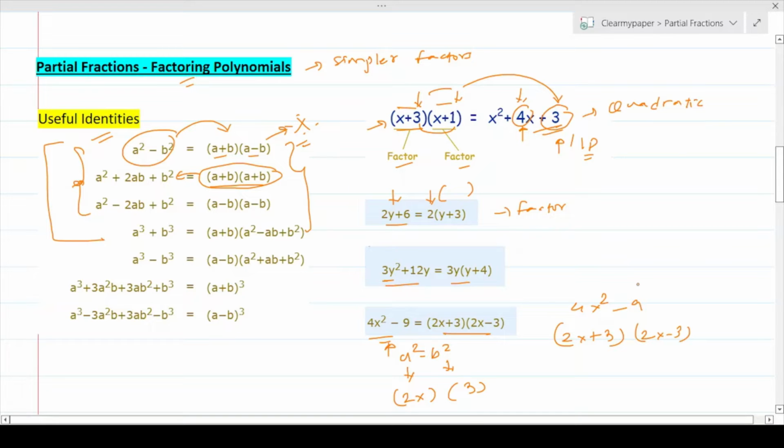So that's one of the important steps of factoring polynomials, and whatever I said till now was a quick refresher and the important identities, in case you have forgotten them from your earlier school maths.